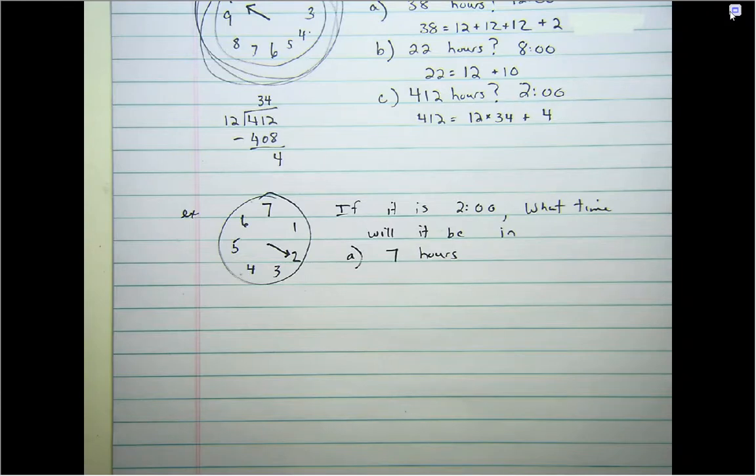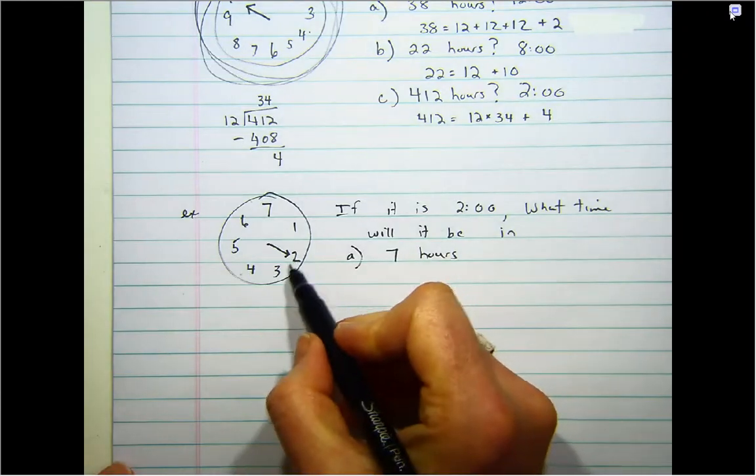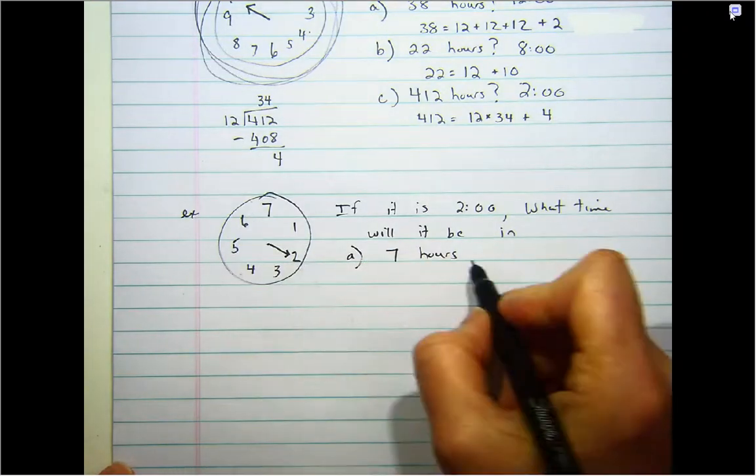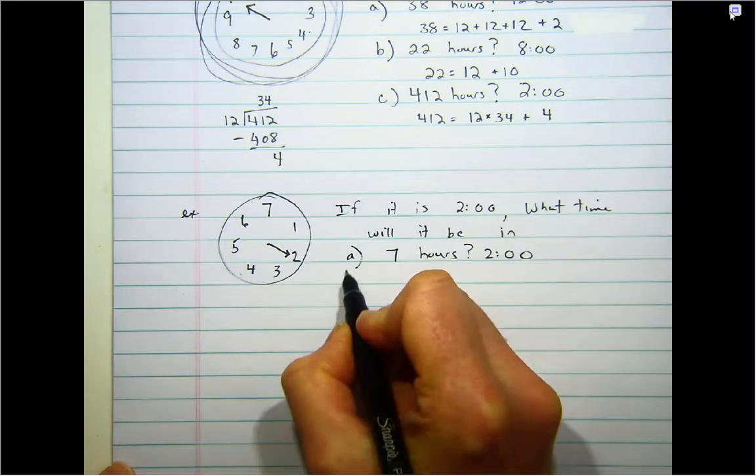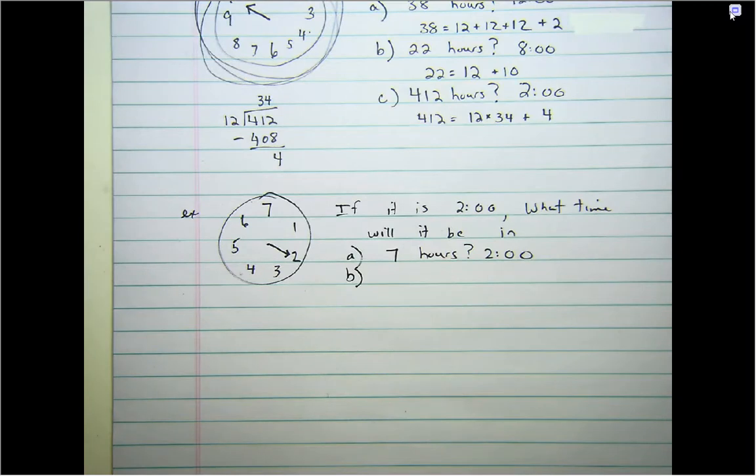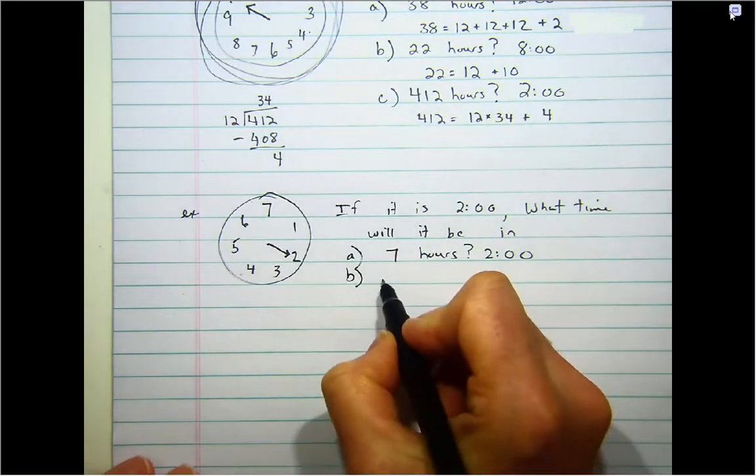2. Good. 2 o'clock. So you get right back where you started. 1, 2, 3, 4, 5, 6, 7. Okay. How about if 12 hours go by?